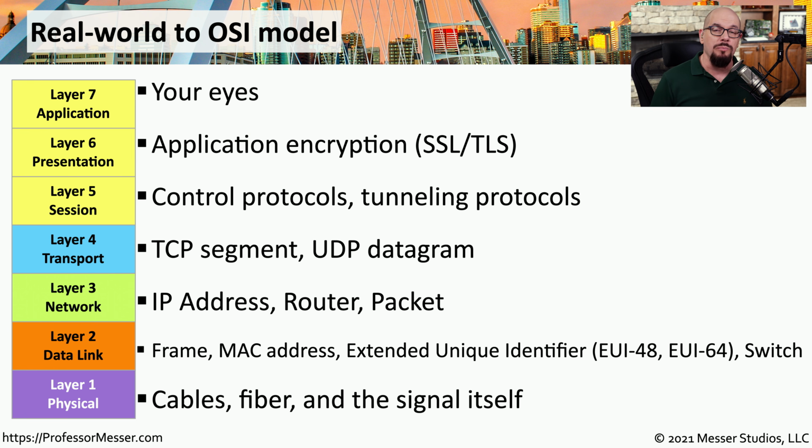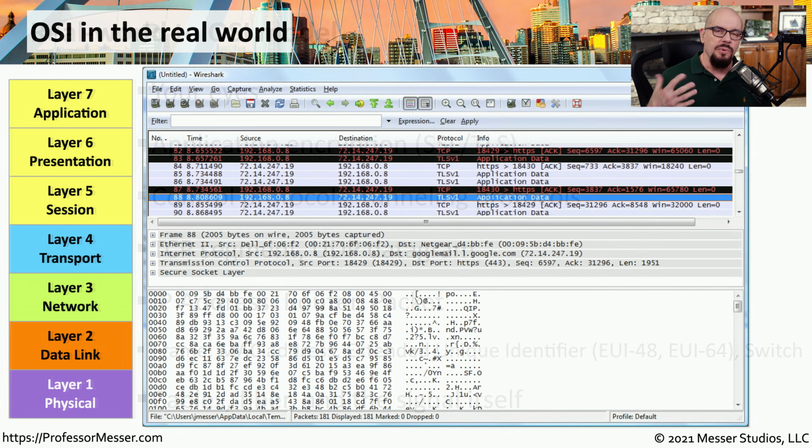And lastly, the web browser that we're viewing and the information that's on our screen is able to be shown to us thanks to OSI Layer 7, or the application layer. Another practical view of the OSI model can be seen in a packet capture application. In this case, I'm using Wireshark to capture data going across the network.